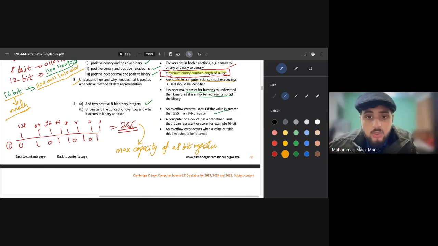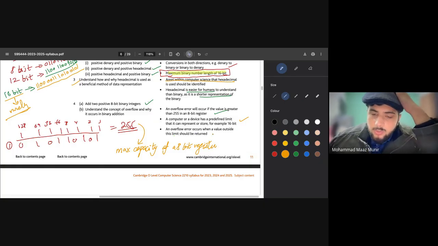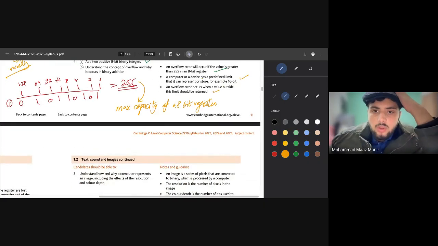So like the scenario which we were dealing with in our questions, we said that the predefined limit was of a 4-bit register, right? So we were only catering with 4 bits. So if a bit resulted in a fifth bit, that was an overflow. The same point is being stated up here too. It says that overflow errors occur when a value outside this limit should be returned, which basically means that if a value is within the range of 0 to 255, fine, but if a value is greater than 255, like let's say 300, this is going to be returned, and this state causes the overflow error.